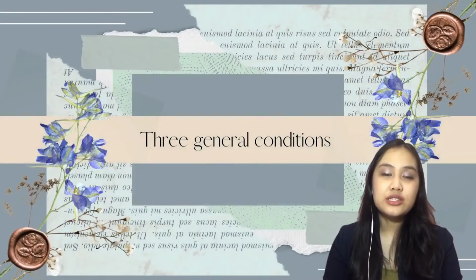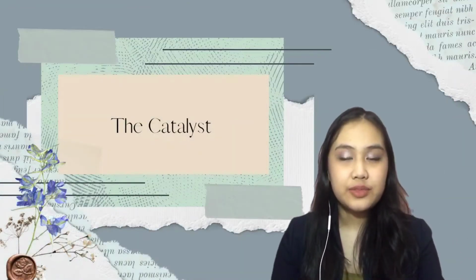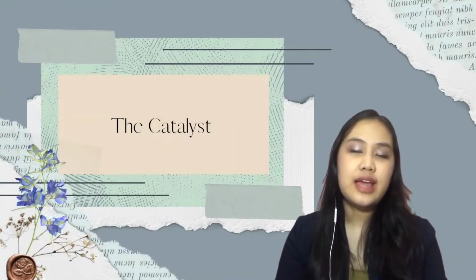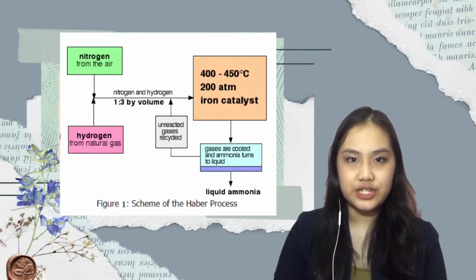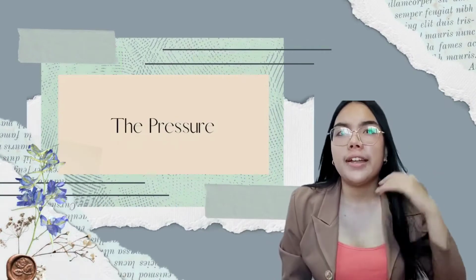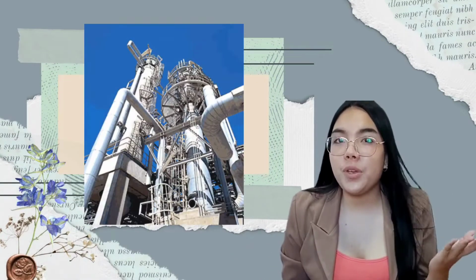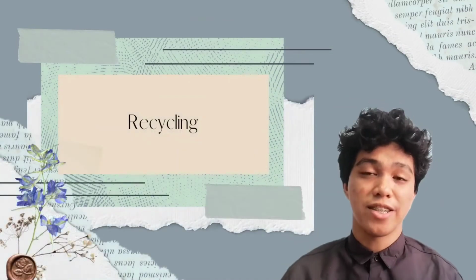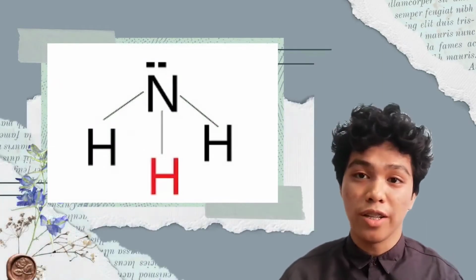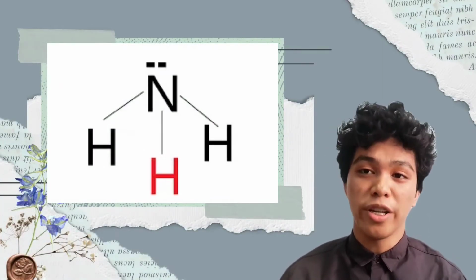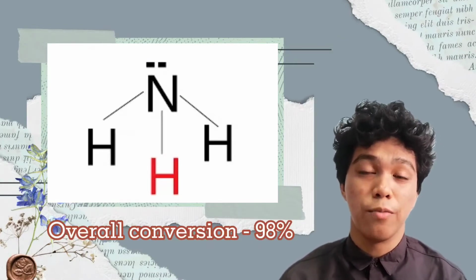The Haber process is known to have 3 general conditions, first of which is the catalyst. The catalyst has potassium hydroxide added to it as a promoter, a substance that increases its efficiency. Next is the pressure. The pressure may actually vary from one manufacturing plant to another, but is always maintained high. Lastly, recycling. At each pass of the gases to the reactor, only about 15% of the nitrogen and hydrogen convert to ammonia. By continual recycling, the overall conversion is estimated to be 98%.